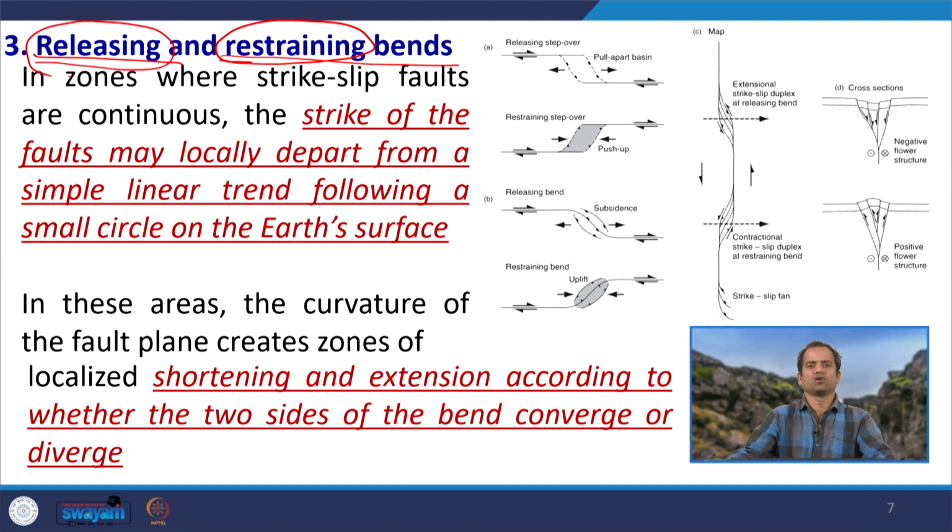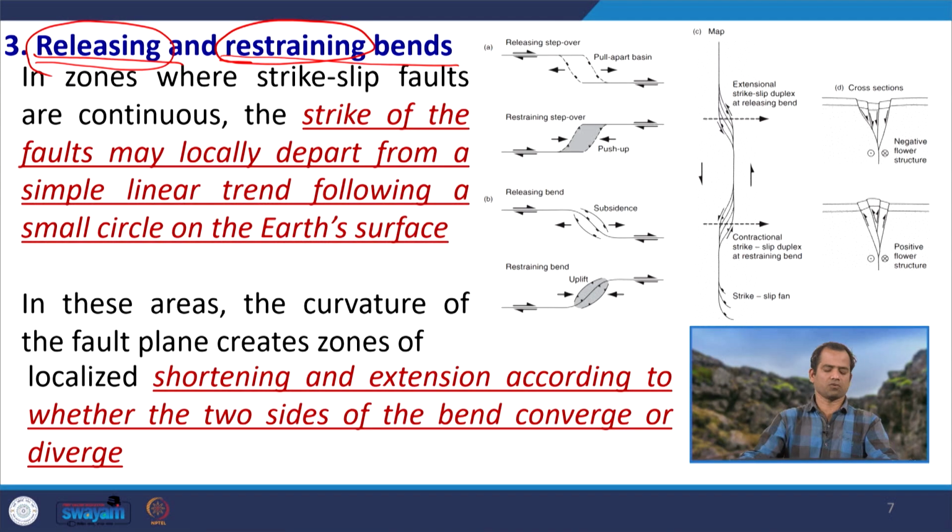So, in zones where the strike slip faults are continuous, the strike of these faults may locally depart from a simple linear trend following a small circle on the earth surface. This whole circle, once we take, we are talking about the Euler's small circle. And in these areas, the curvature of the fault plane creates zones of localized shortening and extension, according to whether these two sides are bending, converging or diverging. So, that we have already discussed here.